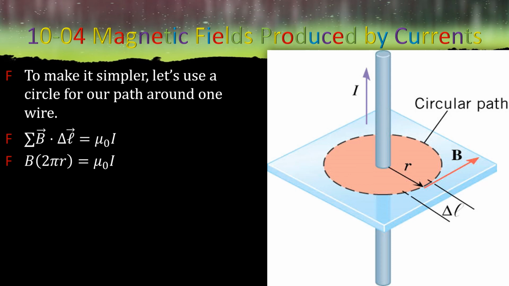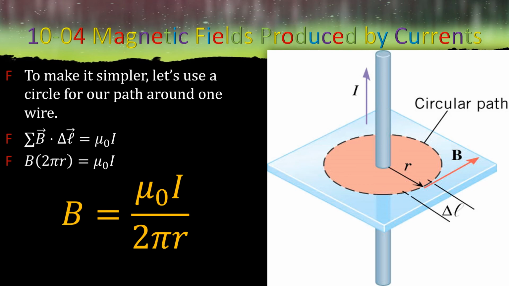Then this field is for a total circle now. It is B times 2 pi r is equal to mu naught I. Finally, we got the magnetic field equal to mu naught I upon 2 pi r. This is for this long conductor.